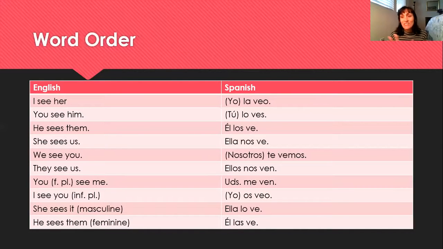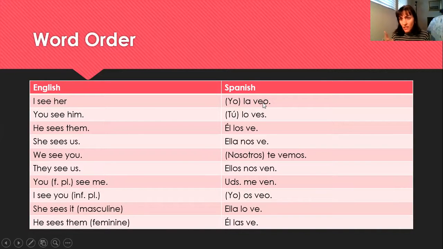All right, so what makes this a little bit tricky is that the word order is different in Spanish than in English. In English, we say, I see her. So we've got the subject, then the verb, and then the direct object in that order. But in Spanish, the direct object pronoun comes before the verb. So we conjugate the verb for the subject.